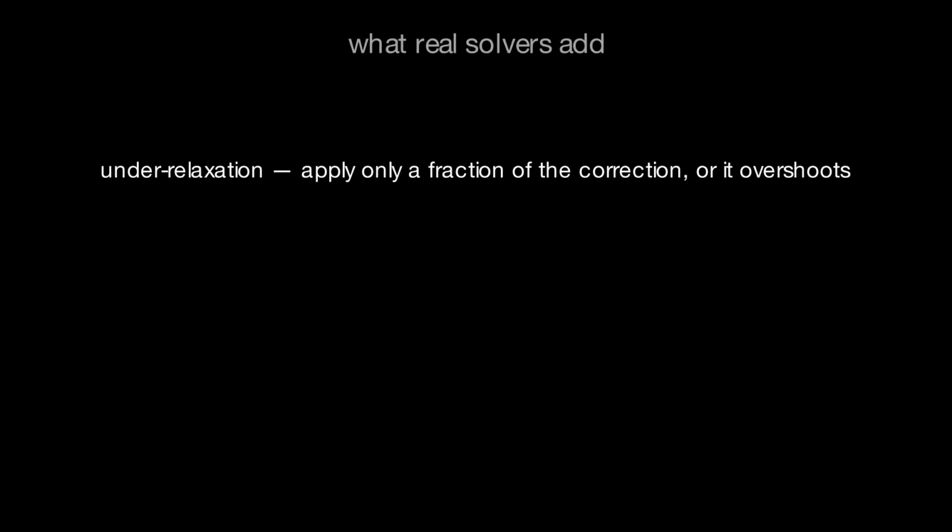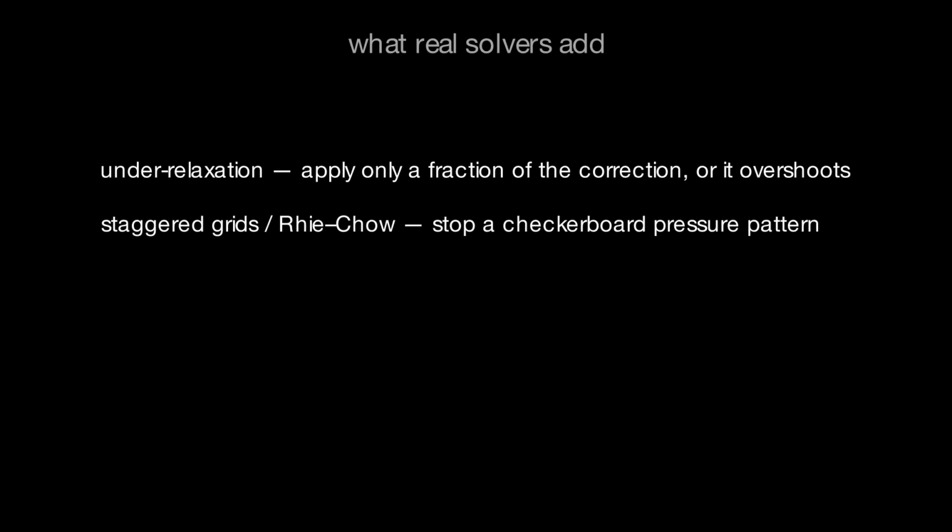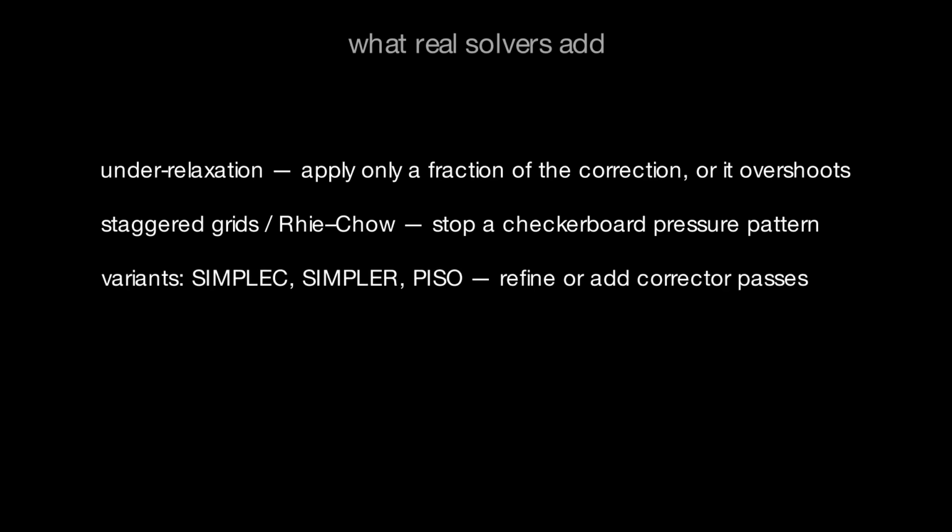The loop we built is the heart of it. Real solvers add a few things for robustness. Under-relaxation, apply only a fraction of each correction or it overshoots and diverges. Staggered grids, or Rhie-Chow interpolation, to stop a checkerboard pressure pattern, and variants like SIMPLEX and PISO that refine the correction. But the same guess, check, correct loop is what runs inside OpenFOAM and Fluent.